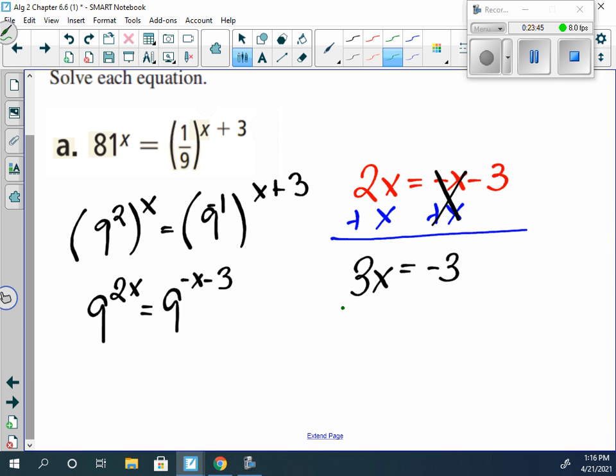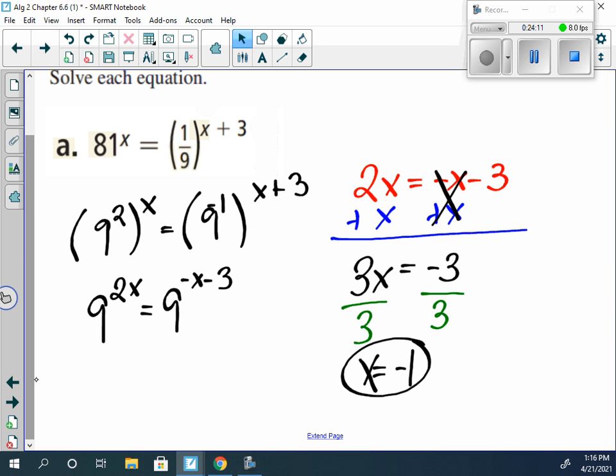And then we would divide by 3, so x is equal to -1. And that's all we have to do on these here. Any questions on any of these here before we look at our next property of equality? We feel good with these here?